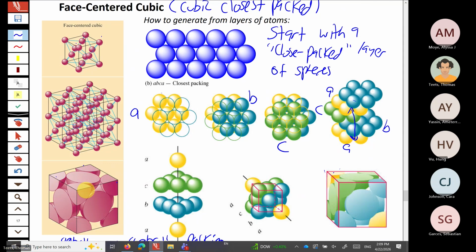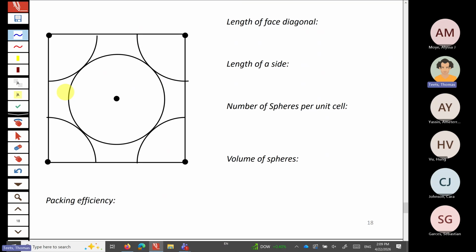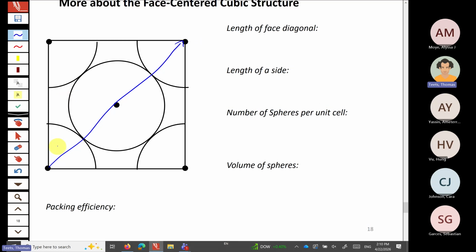Okay? So if we go through then the same analysis on this one, length of a face diagonal, length of a side, and so on. If we go here, this is going to be the face of our cube. So it's a little bit simpler than the last one geometrically, as it turns out. So as we go through one face of the cube, we go through the radius of an atom in one corner. We go through the whole diameter of the face-centered atom. And then to get to the opposite corner, we go again through the radius of the atom that's in the opposite corner. So in this case, the side lengths here are A.